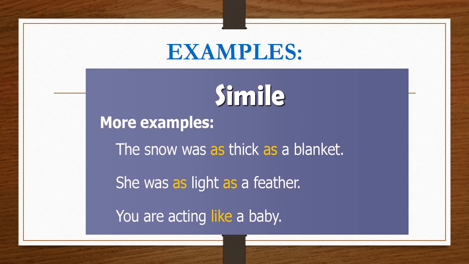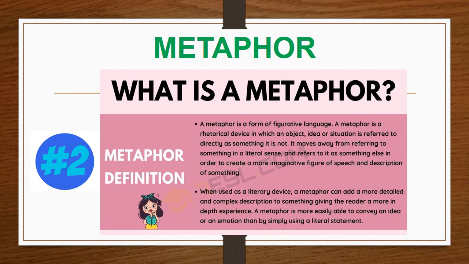The next one is a metaphor. What is a metaphor? A metaphor is a form of figurative language and is a rhetorical device in which an object, idea, or situation is referred to directly as something it is not. It moves away from referring to something in a literal sense and refers to it as something else in order to create a more imaginative figure of speech and description of something.